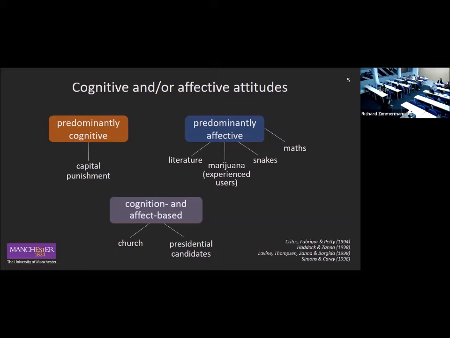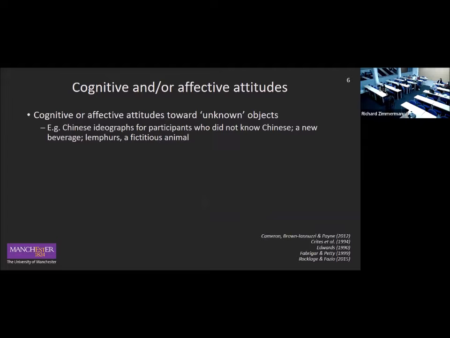The church and presidential candidates were found to be more both cognitive and affective based. Now, all these are known objects, objects that most people have heard about and have some attitude towards. But social psychologists have also looked at unknown or unfamiliar objects and the attitudes towards them. Examples are Chinese ideographs for participants who didn't know Chinese, or a new beverage, or lemurs, which were animals that the researchers came up with that don't exist.